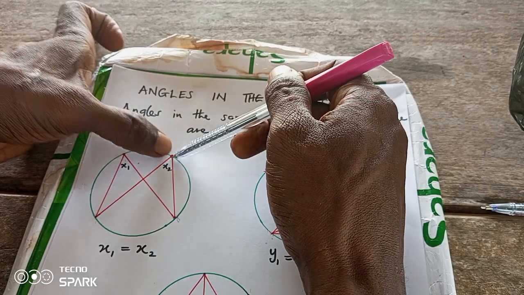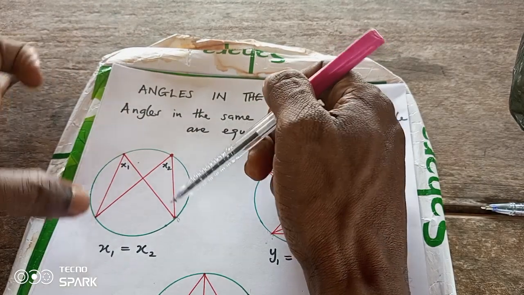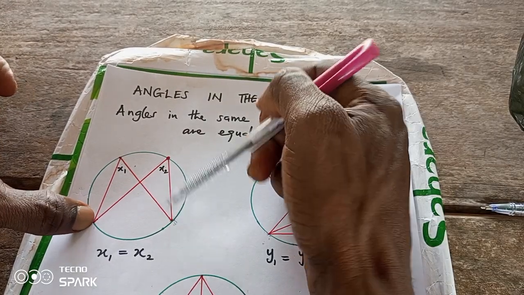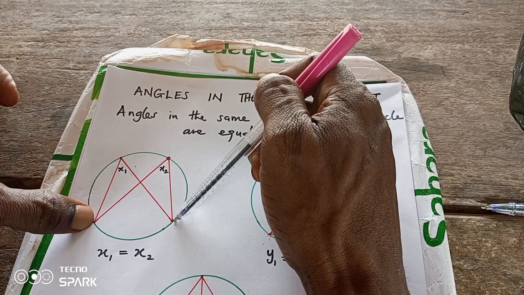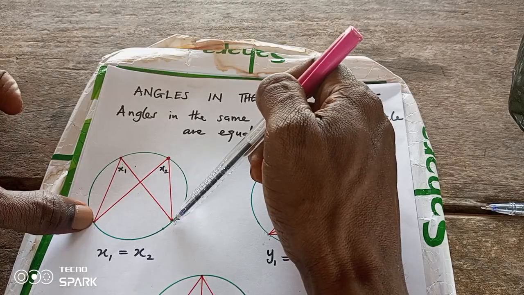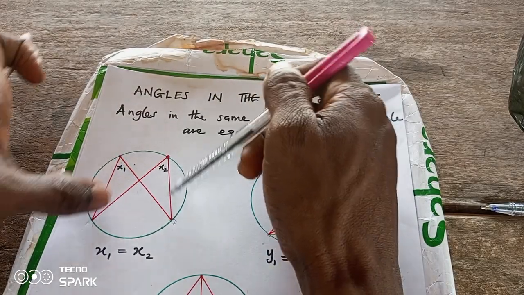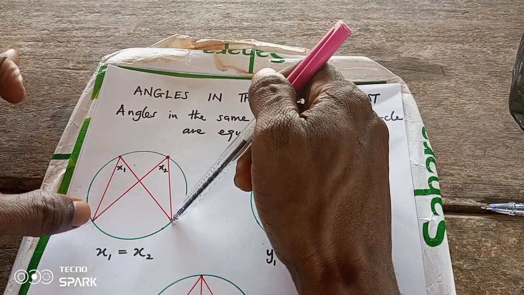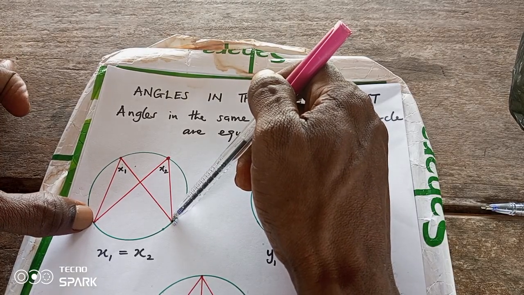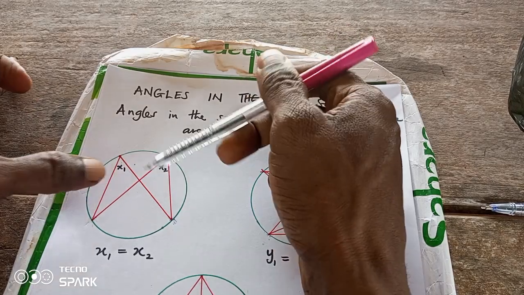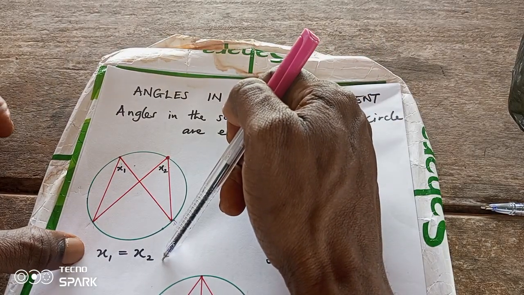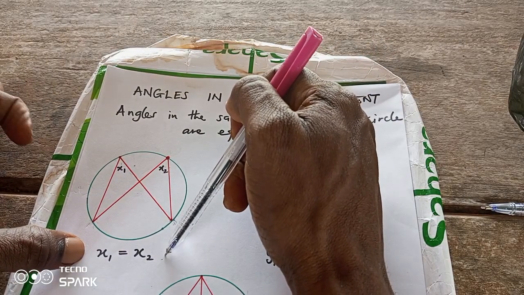So it shows that this angle x2 and angle x1 are angles of the same segment because they are starting from the same origin. The angle x1 and angle x2 start from these same 2 points. So they are angles of the same segment and they should be equal. So angle x1 should be equal to angle x2 because they are angles of the same segment.